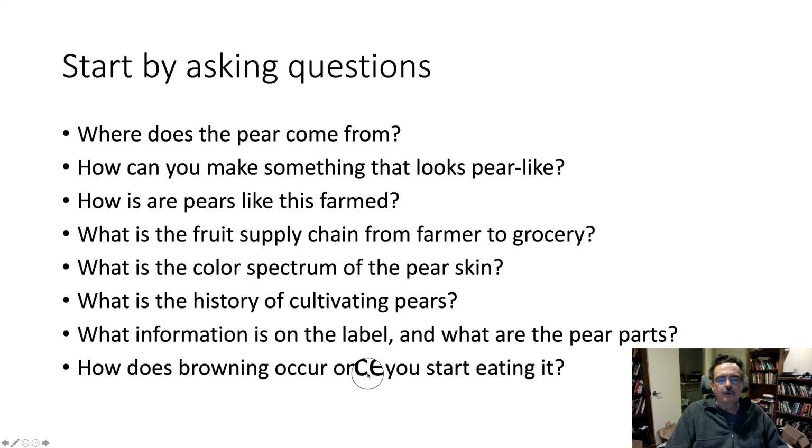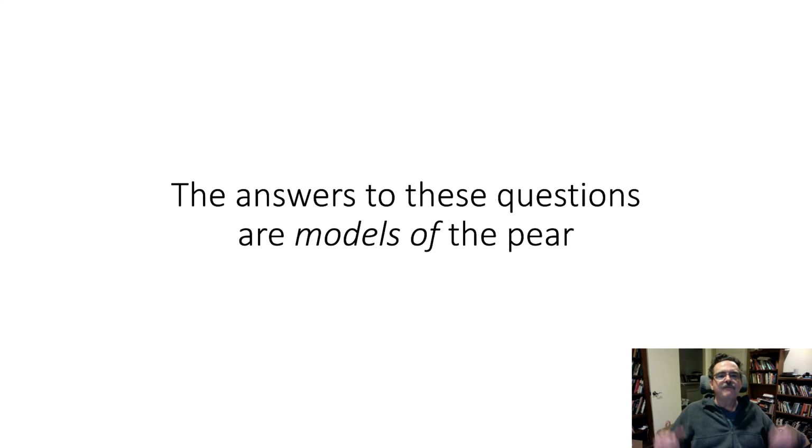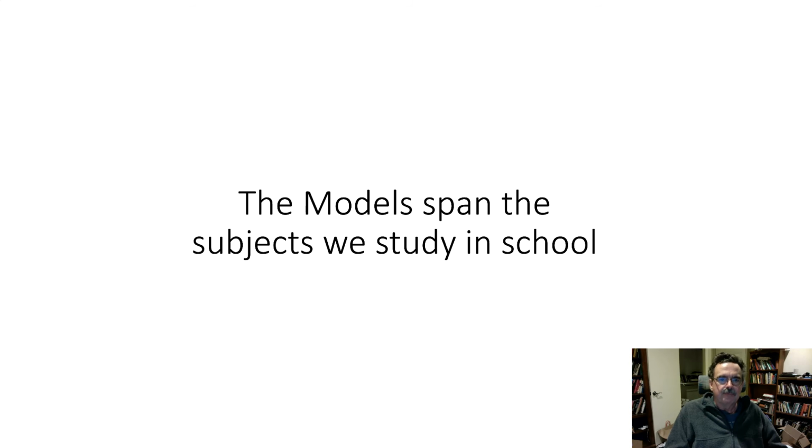How does browning occur? Once I bite into the pear, it reacts with oxygen in the air, and there's an oxidation, and that changes the color. Usually it creates a kind of brownish color to the fruit on the inside. So all of the answers to the questions that we ask about the pear as an object of interest are models of the pear, right? Depending on the kind of question you ask, you're going to get a different model of the pear.